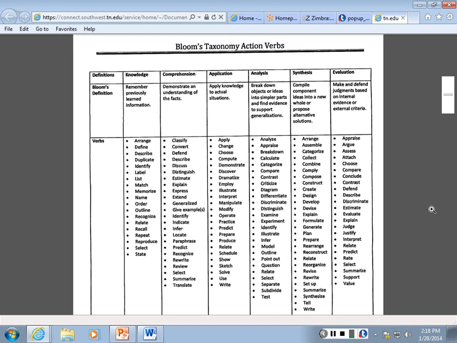But realize that you have lower level questions over here with the knowledge and comprehension. These are regurgitation type of questions. These are questions that you had in A&P. This is simply, you read it, you memorized it, and you can tell me that you did so. Well, I don't really care. You have to be able to memorize some things in order to apply them, but this is a high-level course, so I'm not going to ask you very many knowledge-based or comprehension-type questions.